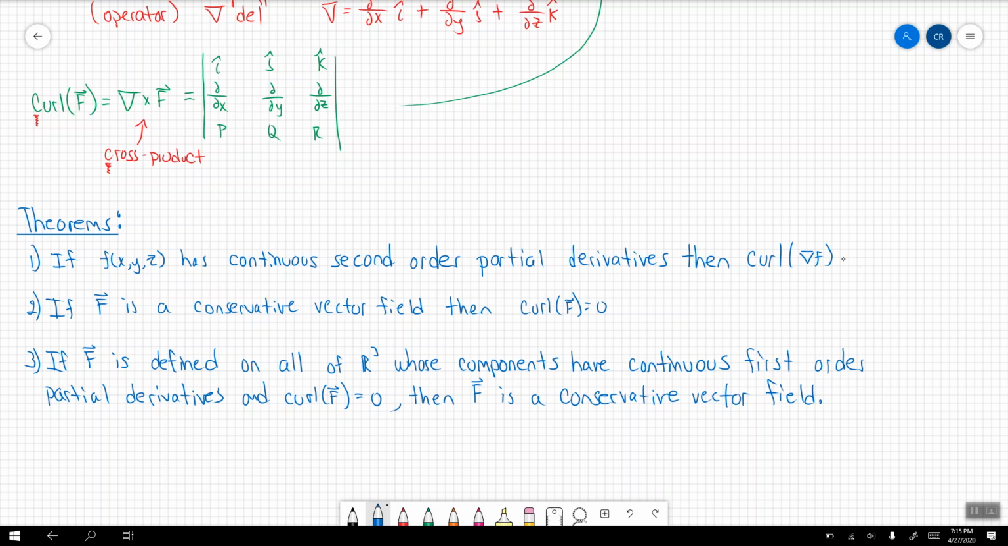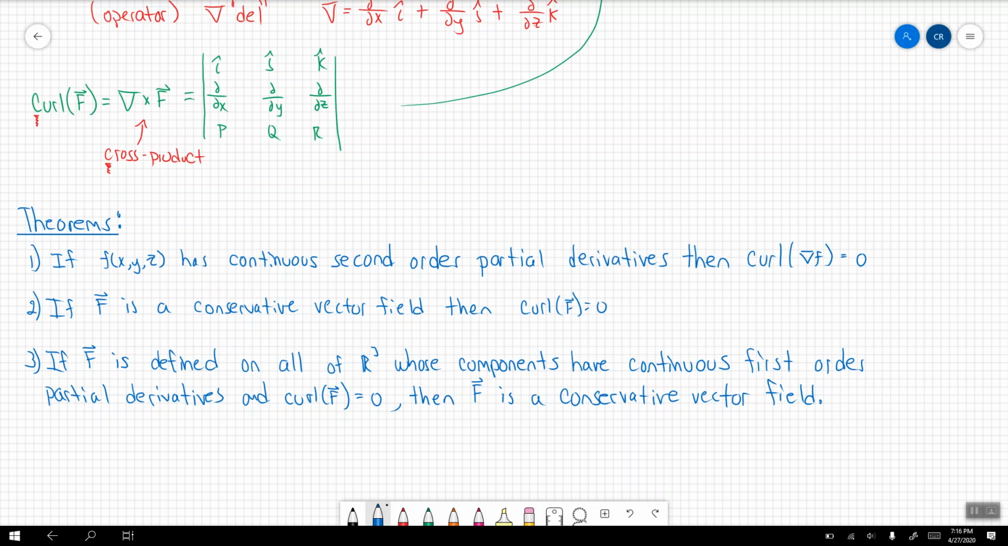This is a gradient vector field, so its curl must be 0. There we are. So now if this vector field here is a conservative vector field, then the curl of that vector field must be 0. Number 3, if the vector field is defined on all of R^3 whose components have first order partial derivatives and the curl of that vector field is 0, then we have a conservative vector field.